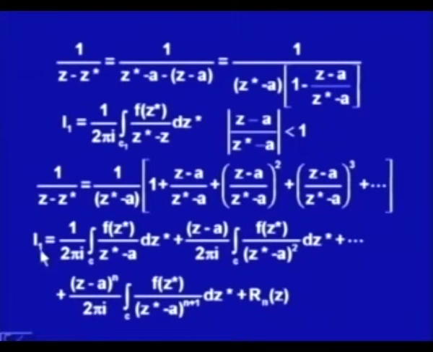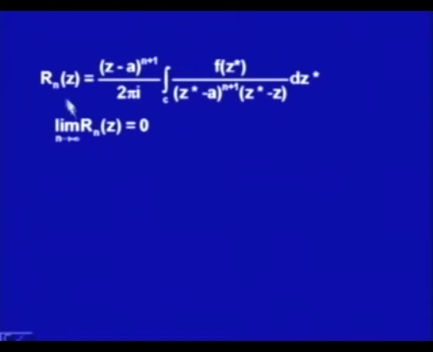So, if we express I 1 in this form, then these are the first n terms, and then after n terms, the remaining terms are represented as R n of z, where R n of z is z minus a raised to power n plus 1 over 2 pi I, integral over C of f z star divided by z star minus a raised to power n plus 1 into z star minus z, into d z star.